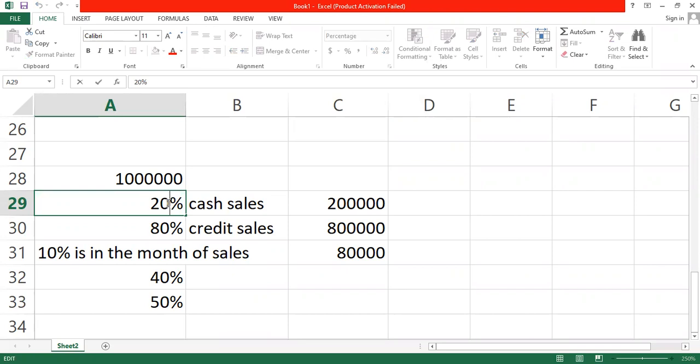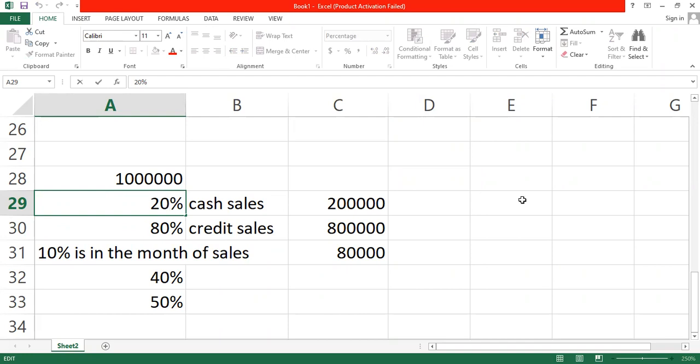Or it can also be that the people that paid in the month of sales are going to enjoy 2% discounts. So you have to take note of that. And sometimes they can give you the ratio and say the remainder will be written off as a bad debt. Bad debt, you're not going to receive any money for it, so you just leave it.